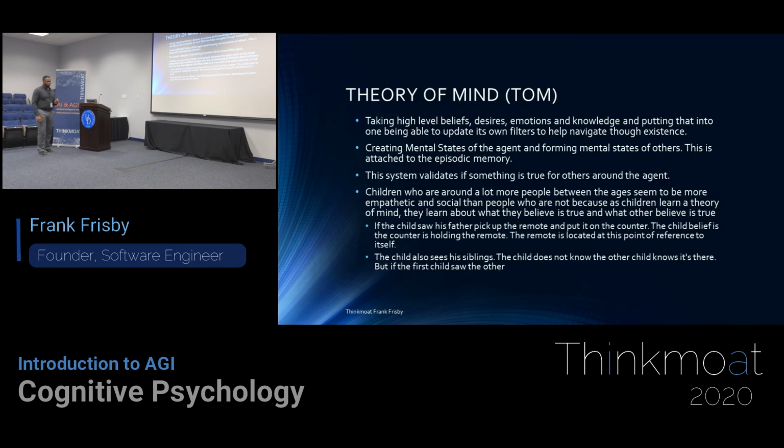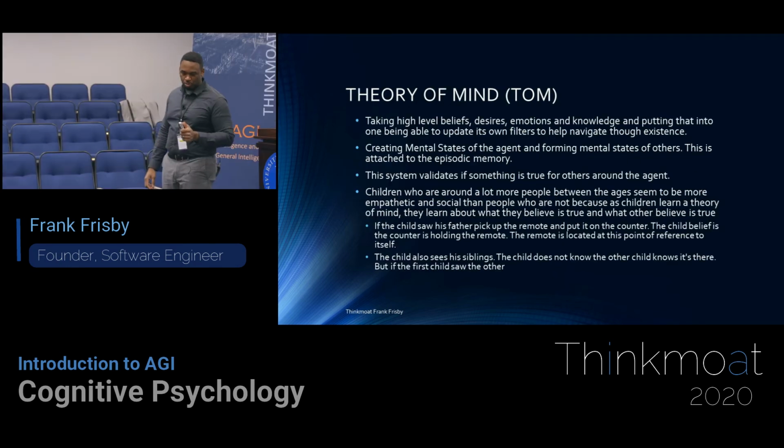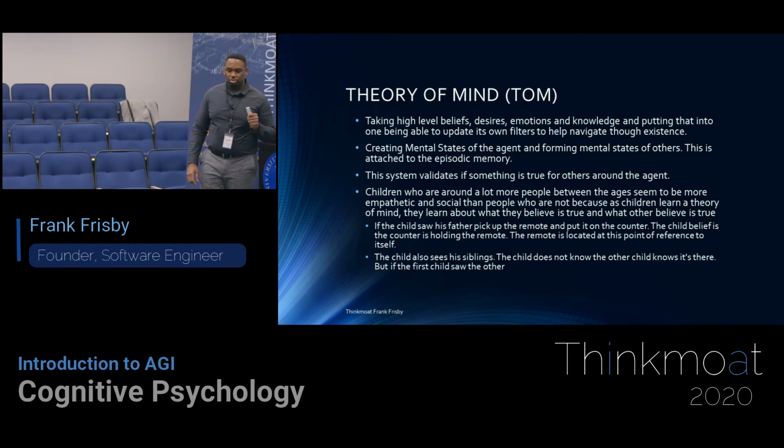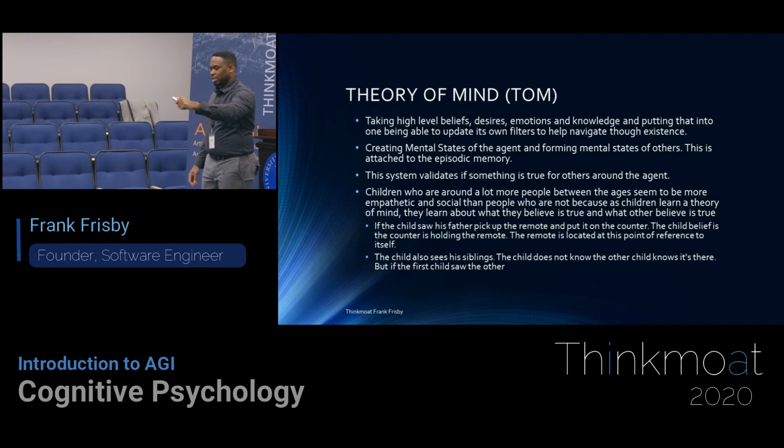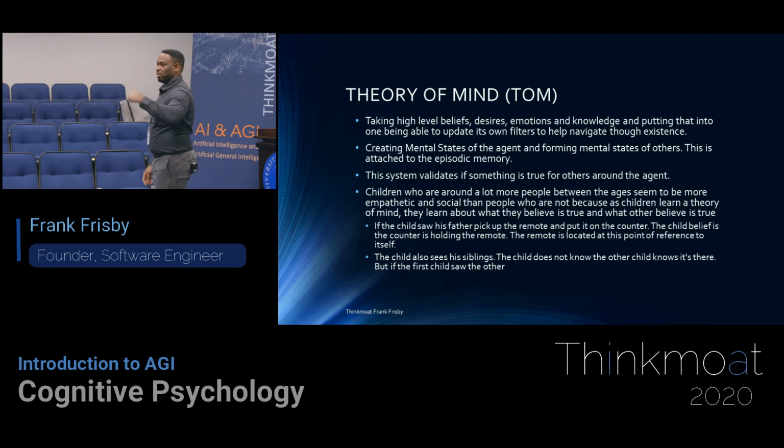Theory of mind. This is actually super important. Theory of mind is being able to understand not only myself and my identity, but understand others and their identity as well. This is super important because when you're dealing with an AGI system, you want it to identify other people and understand their intelligence as well, and its connection to me.